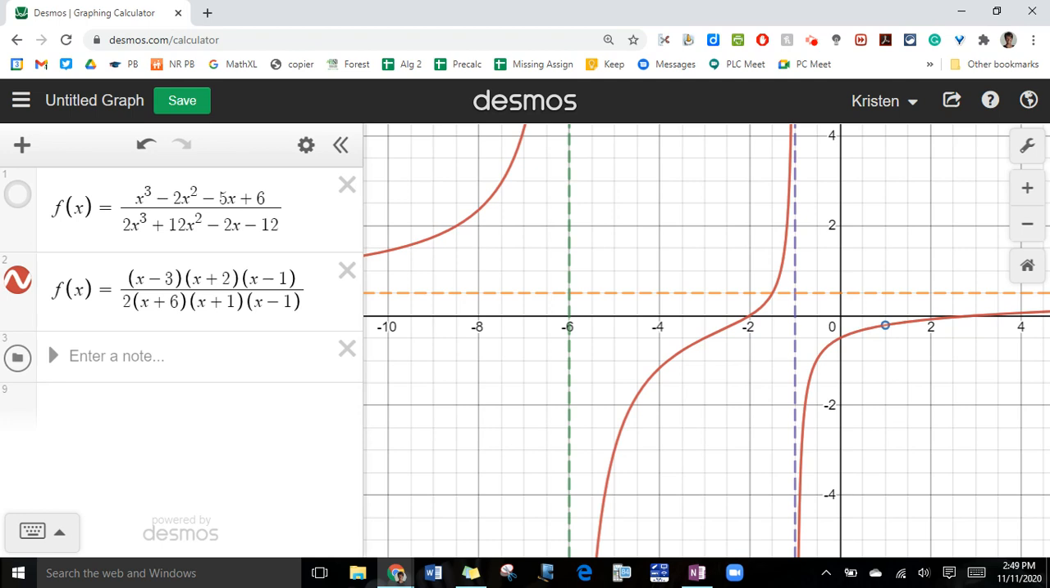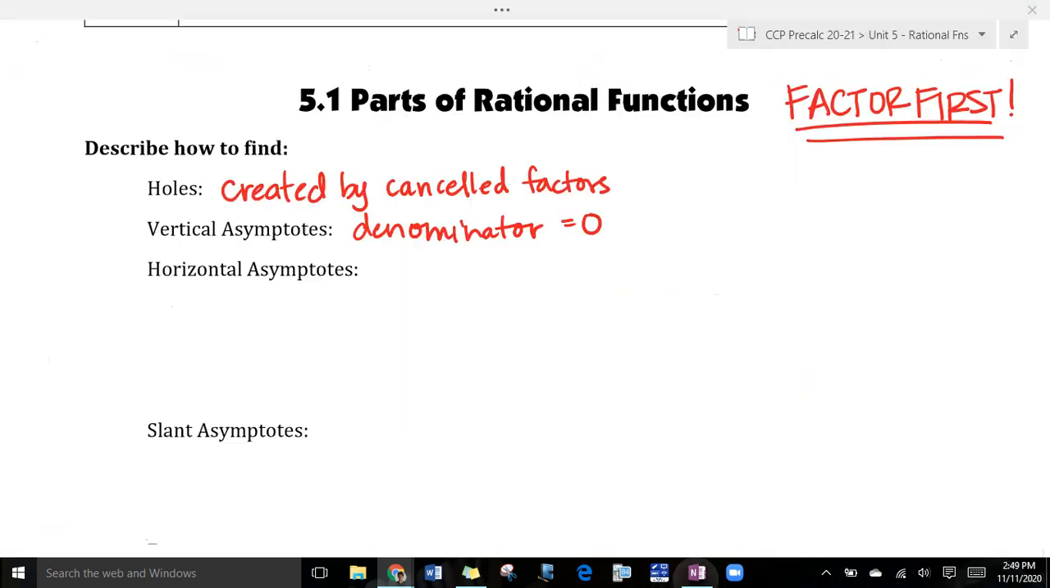So holes come from the canceled factors. Vertical asymptotes are coming from whatever is remaining in the denominator as factors. Now let's talk about horizontal asymptotes. So that's the orange guy. That orange line has a value at a half, and you can see we don't have any factors here that would actually equal a half. So horizontal asymptotes come from a different place.